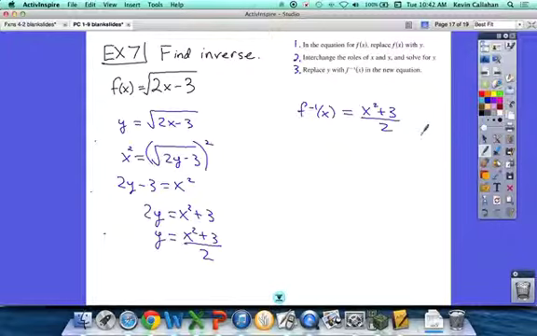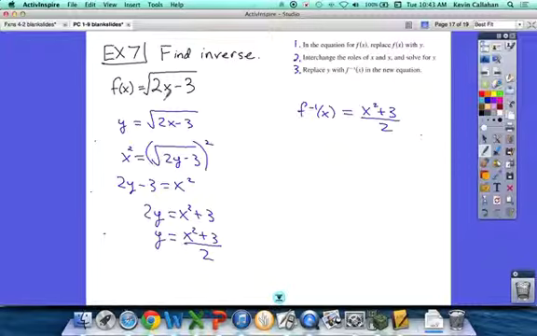Come on. It's a parabola, right? Would a parabola pass a horizontal line test? No, it would not pass a horizontal line test. Okay, that's where you have to go back to the original function right here and look at the domain and the range. Because remember, the domain and range of the inverse is going to be the swap of the domain and range of the original function.